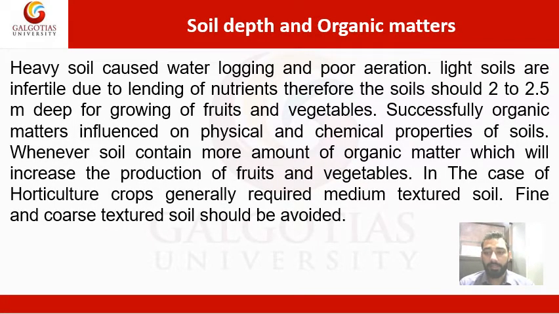Soil depth and organic matter. Heavy soil causes waterlogging and poor aeration. Light soils are infertile due to leaching of nutrients. Therefore, the soil should be 2 to 2.5 meters deep for growing fruits and vegetables. Organic matter influences the physical and chemical properties of soil. Whenever soil contains a larger amount of organic matter, it will increase the production of fruits and vegetables.